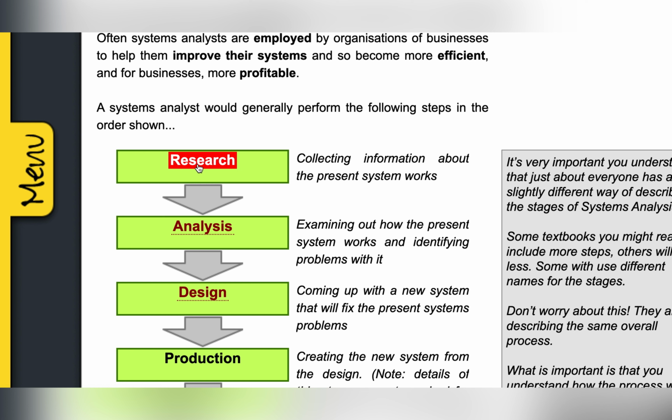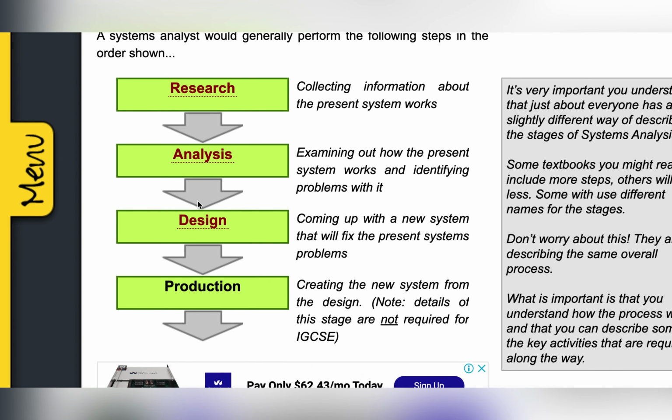So you need to review the old one, collect information about the old system, and then you move to analysis. You examine how the present system works, because if you want to do a new one, you have to analyze the old one. And by analysis, it means we examine the present system that we're using. We examine it to see how it's working and see the faults, the disadvantages, the problems, and then see how to fix the problem with a new design.